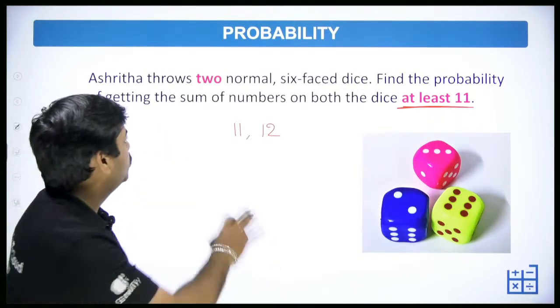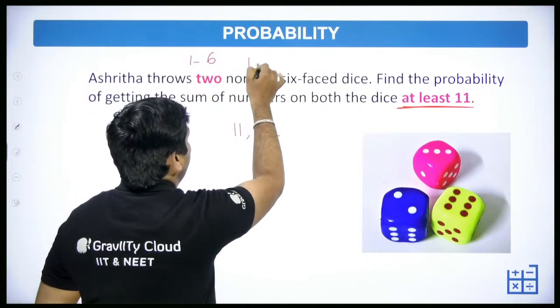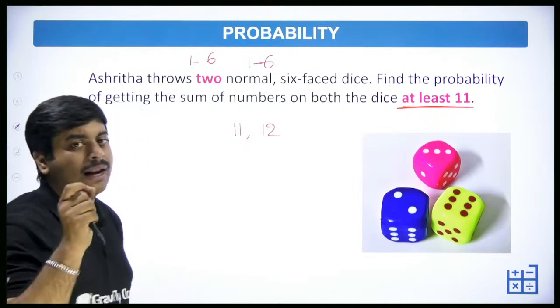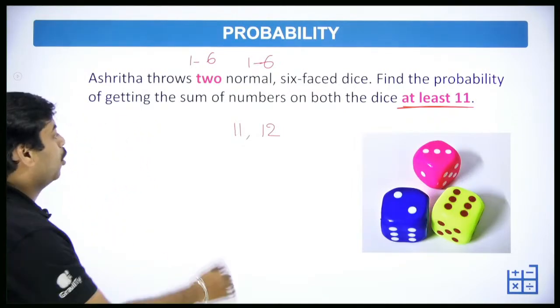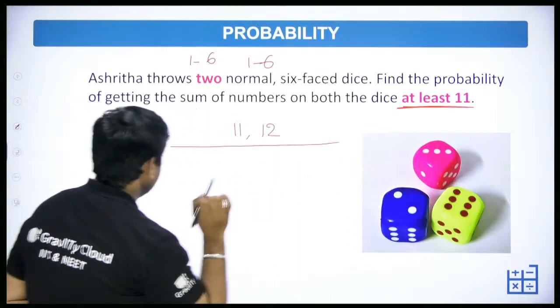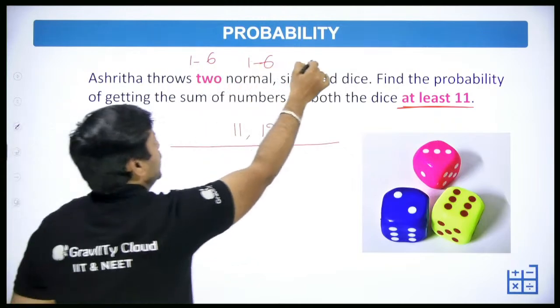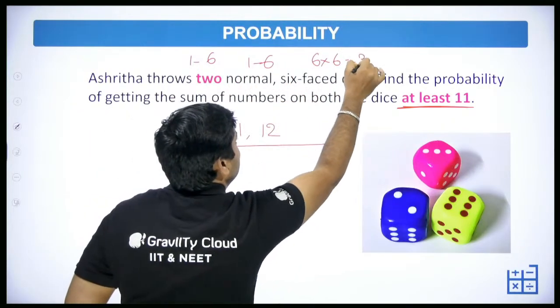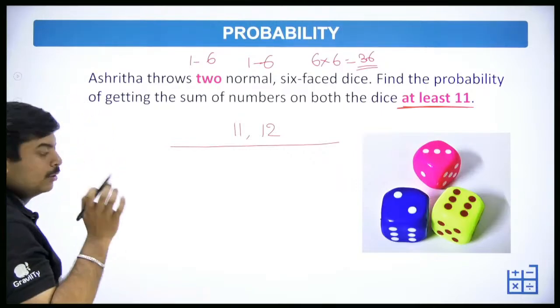We have a total of 2 dice. One die will have options 1 to 6 and the other one will also have 1 to 6. Let me write all the outcomes for you. What are all the chances we have? So there are 6 and 6. So 6 into 6, we get 36 possible outcomes.